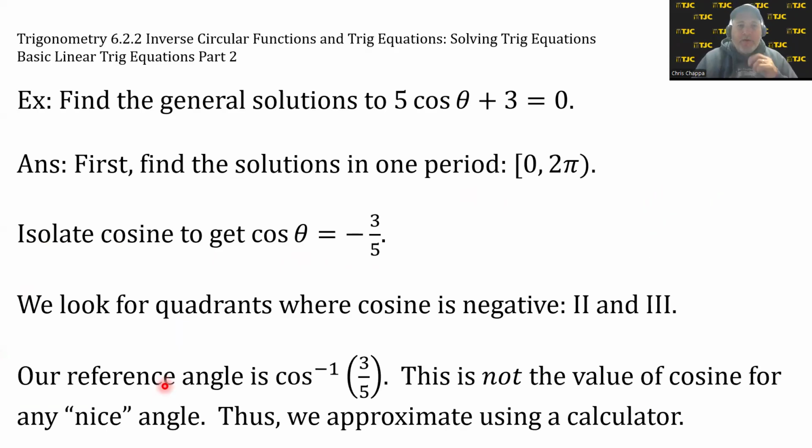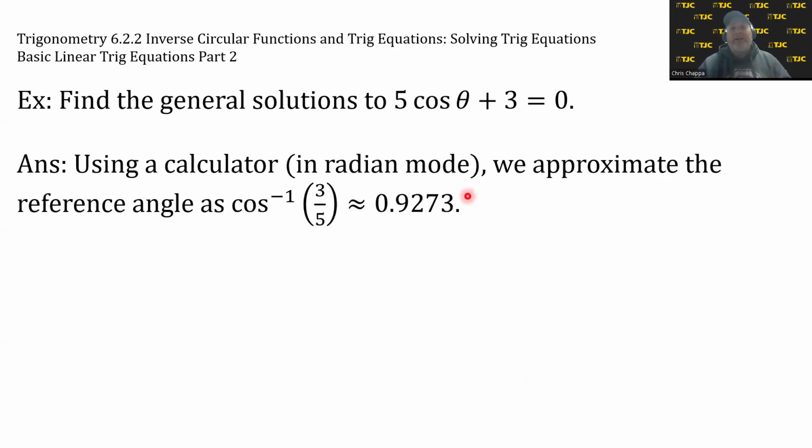Now, our reference angle is cosine inverse of 3/5. Remember, we do the inverse trig function of the absolute value of the constant because our reference angle is acute. It's between 0 and pi over 2. Now, 3/5 is not the value of cosine for a nice angle. It's not 30, 60, 90, 45 degrees or anything like that. Thus, we approximate using a calculator. Using a calculator in radian mode, always use radians unless it says otherwise, we approximate the reference angle as cosine inverse of 3/5 is approximately 0.9273. So that's our reference angle.